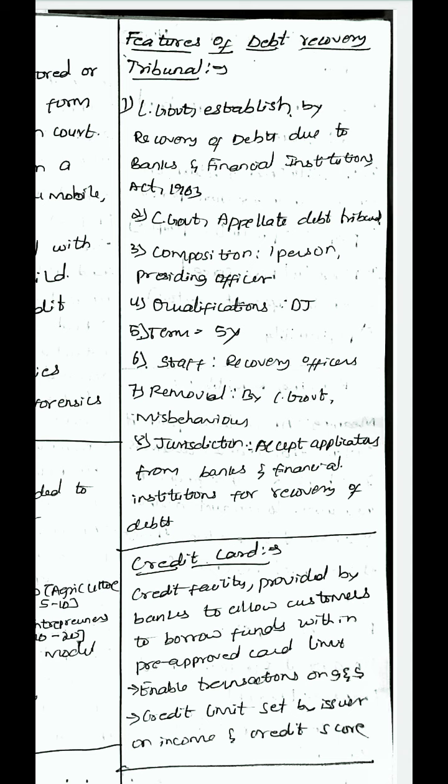Jurisdiction. The jurisdiction of the debt recovery tribunal is to accept applications from banks and financial institutions for recovery of debts. So it is applied by a bank. It is a recovery tribunal for bankers only. So if banks are aggrieved by a customer not paying a loan, then they can apply to this tribunal.